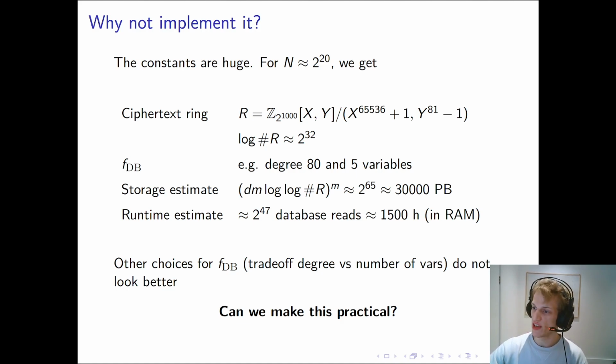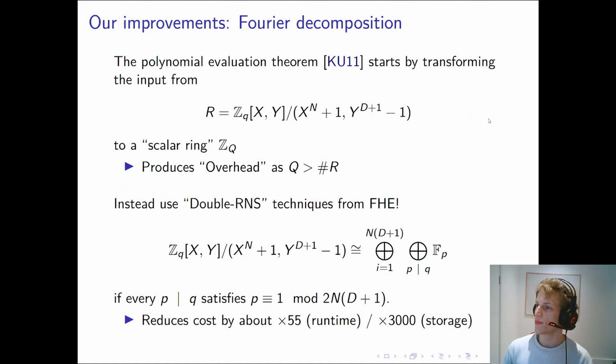And to approach this, we looked at the inner workings of the scheme and proposed some improvements. I want to tell you a little bit about the main two improvements because I think they're quite nice. The first is to use the structure of this ring R in more detail. Basically this is a technique that is already known in the FHE community as double RNS representation, or as Fourier or CRT representation.